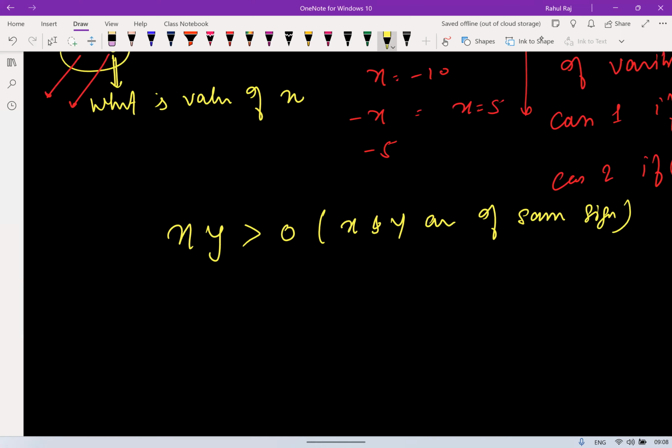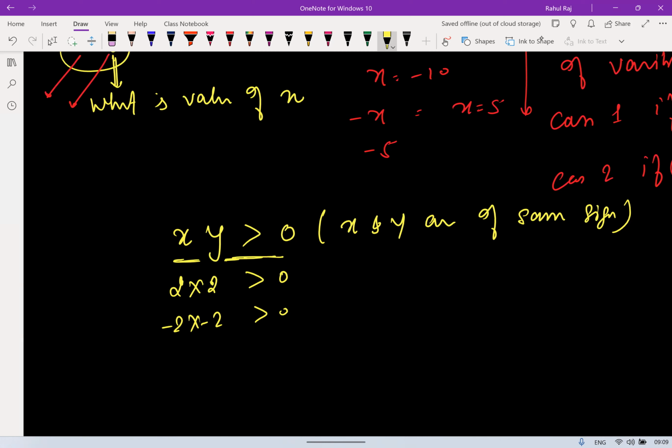Yeah, because when you take 2 cross 2, it is greater than 0, right? And even when you take minus 2 cross minus 2, it is greater than 0. Agreed? So your first thought process should always be in terms of sign. Always. Obviously, xy greater than 0 means the product of x and y is positive. Considering that it is given to you, the product is positive.